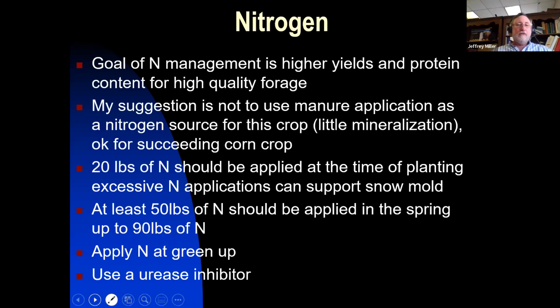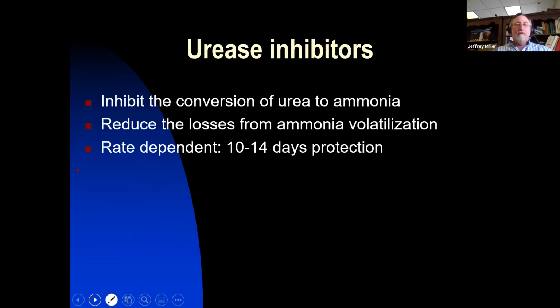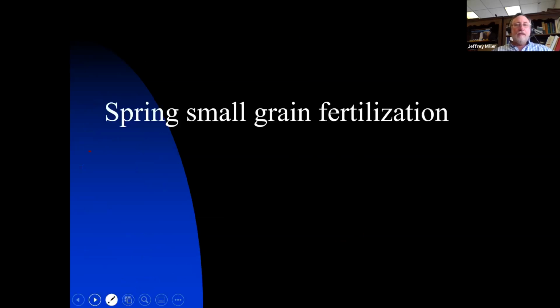If not, you should consider a urease inhibitor. And what does a urease inhibitor do? It inhibits the conversion of urea to ammonia. It reduces the losses from ammonia volatilization, and the products that are out there can protect that nitrogen loss for 10 to 14 days, depending on the rate that you're applying.